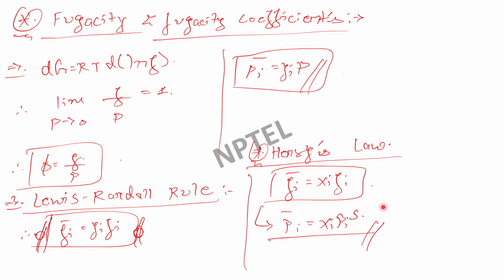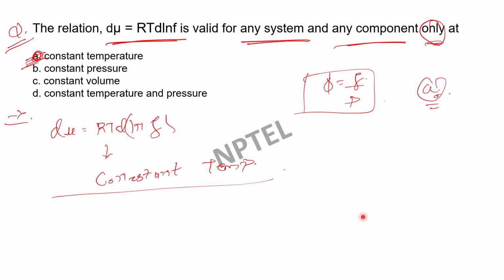Now, since liquid and vapor phases are involved, I can write the partial pressure of the component i as xi pi s, where xi is the mole fraction of the component in the liquid phase and pi s is the vapor pressure of the component i. Okay, so I'll move on to solving some numericals.